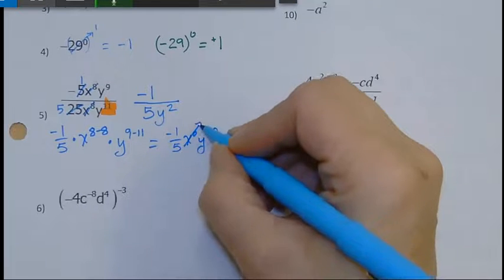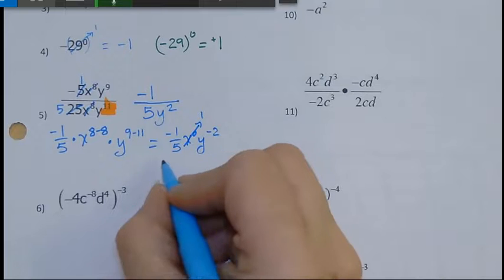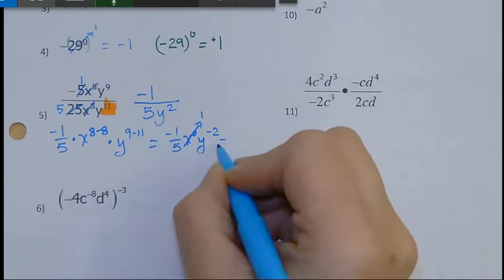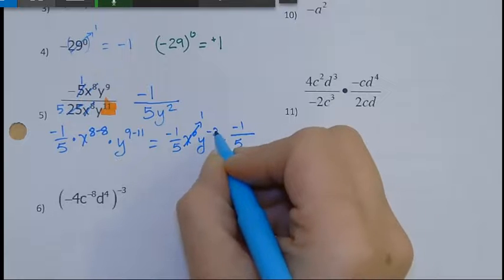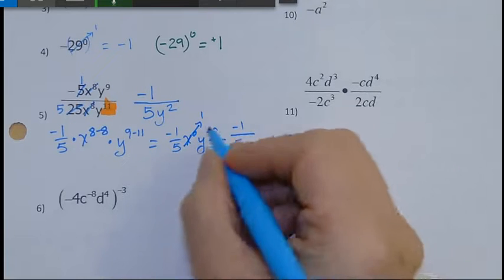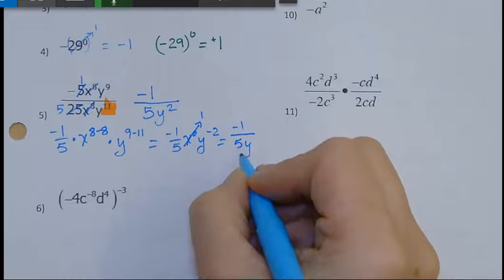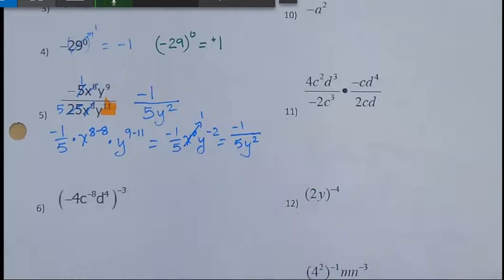X to the 0 is 1. And so I end up with negative 1/5. And y to the negative 2, right now it's in the numerator. And I'm going to move it to the denominator and let it have a positive exponent.